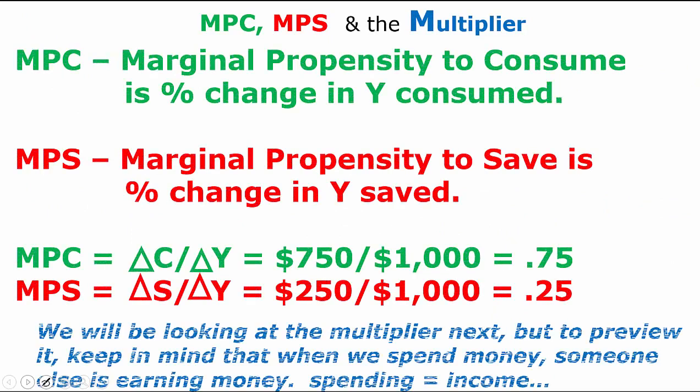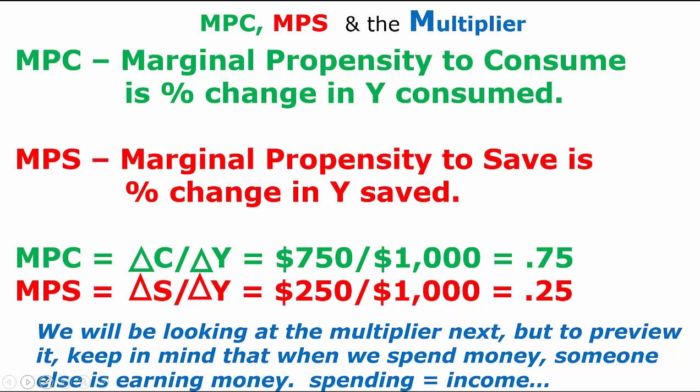We have MPC and MPS. Those are super important. All right? These are what's going to help us figure out what the multiplier is. So MPC stands for marginal propensity to consume, which is basically the percentage change in income that is consumed. All right? MPS is marginal propensity to save, which is the percentage change in income that is saved.